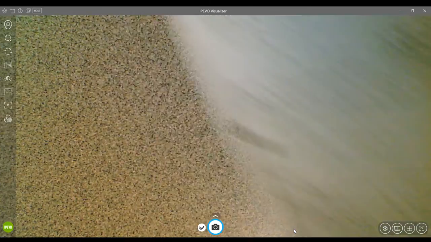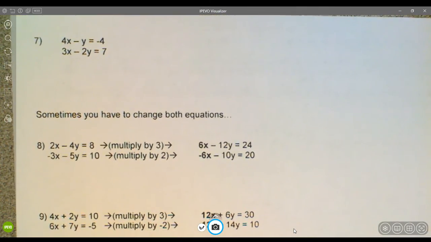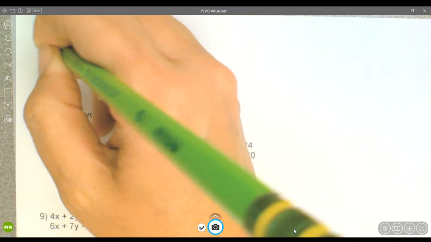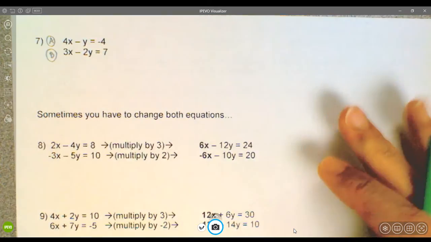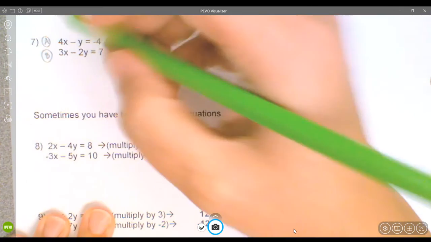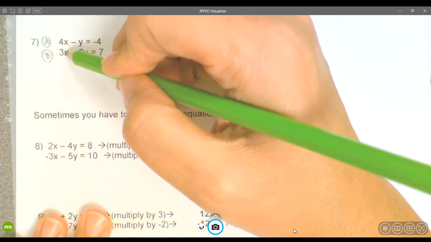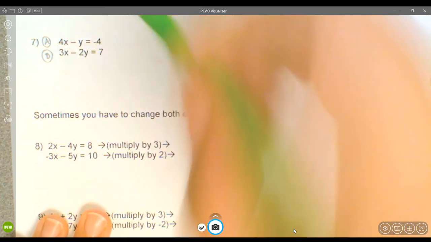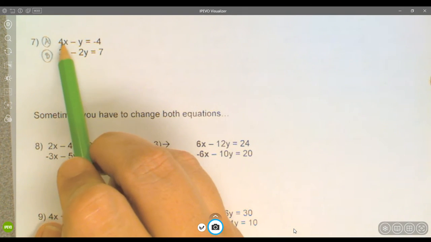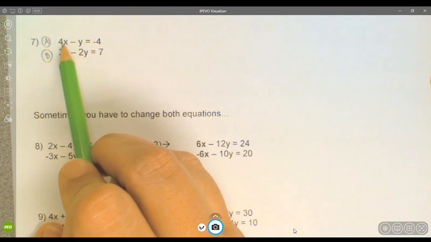Okay, I'm feeling comfortable. I'm going to try one more. Let's see how it goes. So here's the conversation that I have with myself. And for real, this will be the conversation I have with you. Can I turn 4x into the opposite of 3x easily? No. Can I turn 3x into the opposite of 4x easily? No.